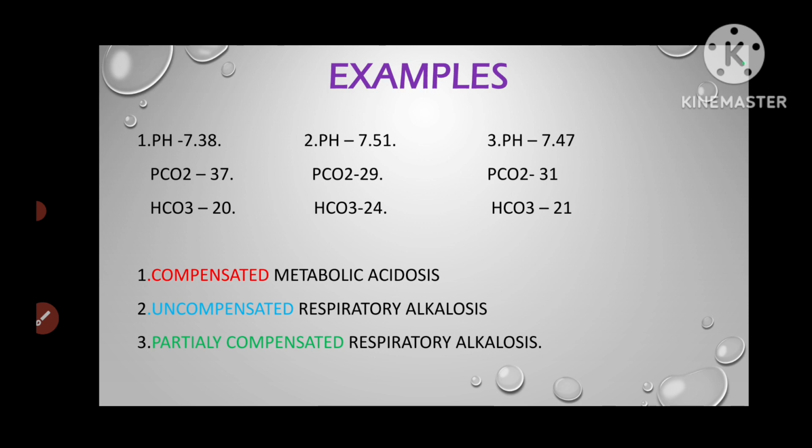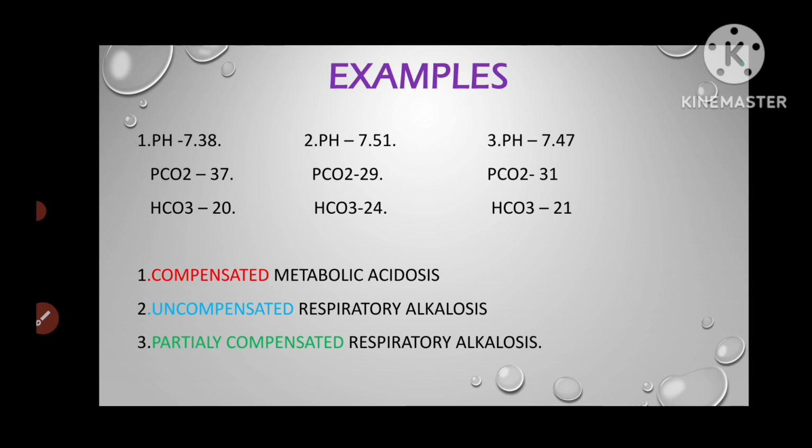Now for uncompensated, what is the scenario? Any one of the values is normal. Here pH is abnormal, PCO2 is abnormal. Yes, HCO3 is normal, which is 22 to 28. Here the value is 24. So it is uncompensated. The answer is uncompensated respiratory alkalosis.